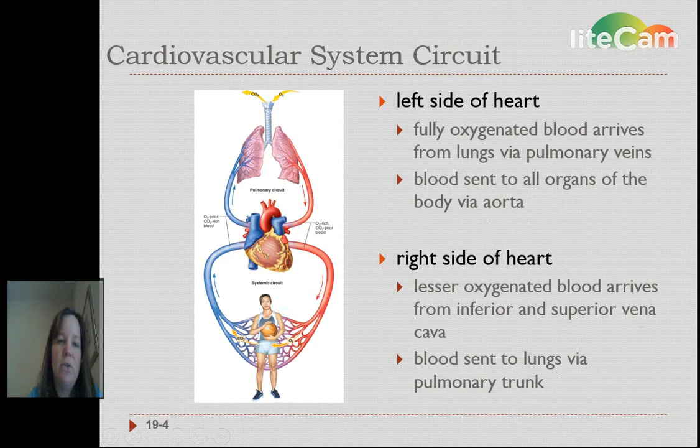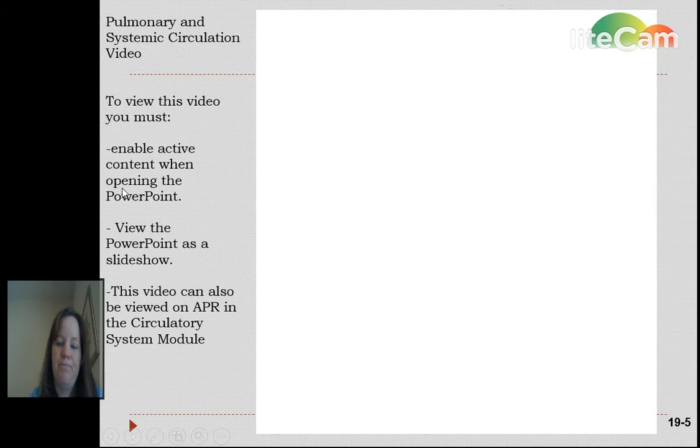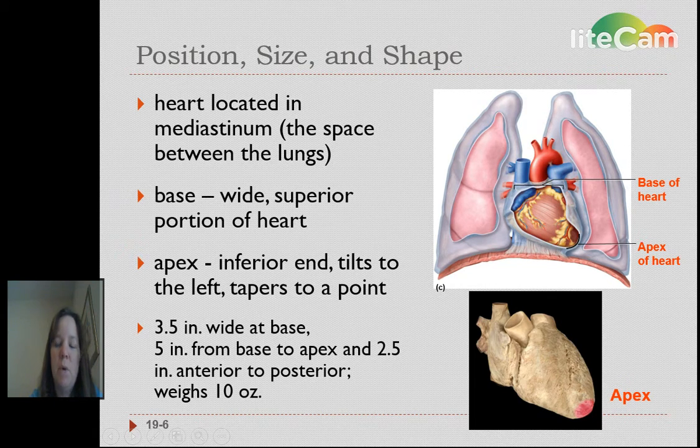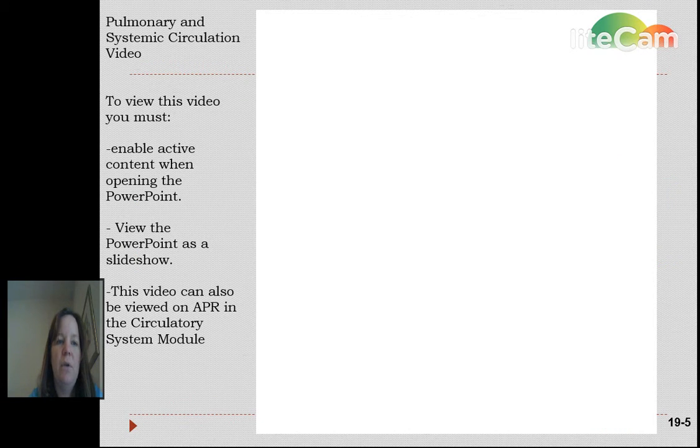And in the lungs, the CO2 is going to be unloaded and breathed out, and the oxygen is going to be loaded into the bloodstream, and then you have that oxygenated blood going once again to the heart. So the circuit sending it to the body is known as the systemic circuit. That is involving the left side of the heart. And the circuit bringing blood to the lungs is known as the pulmonary circuit. That involves the right side of the heart. If you want more information about that, you can view this video included in your PowerPoint presentation.